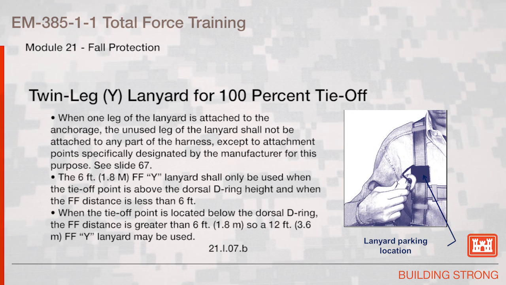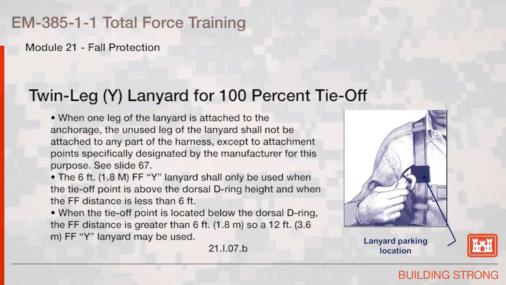When one leg of the lanyard is attached to the anchorage, the unused leg of the lanyard shall not be attached to any part of the harness except to attachment points specifically designated by the manufacturer for this purpose. The 6-foot free-fall Y lanyard shall only be used when the tie-off point is above the dorsal D-ring height and when the free-fall distance is less than 6 feet. When the tie-off point is located below the dorsal D-ring, the free-fall distance is greater than 6 feet, so a 12-foot free-fall Y lanyard may be used.